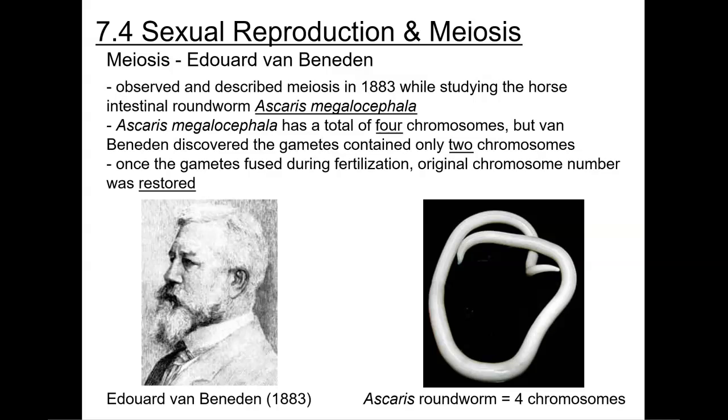And so with that, he looked at the specific worm here that you see in the picture called Ascaris. Ascaris is going to have a total of 4 chromosomes, but van Beneden discovered that the gametes contained only 2 chromosomes. Once the gametes fused during fertilization, the original chromosome number was restored. So it went from the haploid number to the diploid number. So it went from 2 to 4 again.